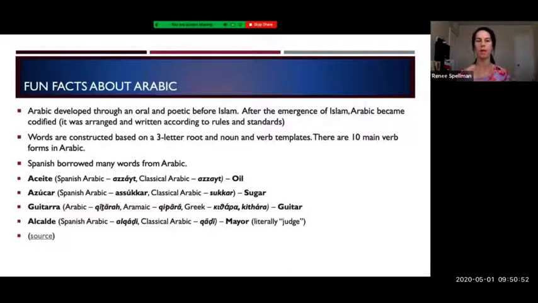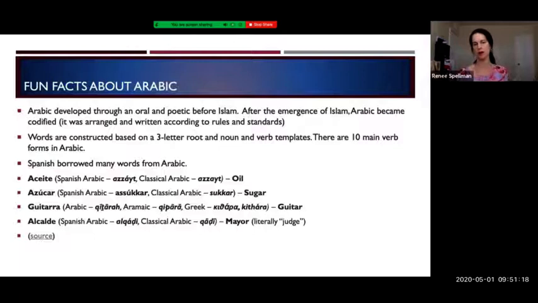For example, maktaba is library. So that's something that makes Arabic, also Hebrew, not easy to learn, but it's helpful because you can see connections between words that have the same root. Also Spanish, because the Muslims were living in Spain for a period, Spanish has borrowed many words from Arabic.